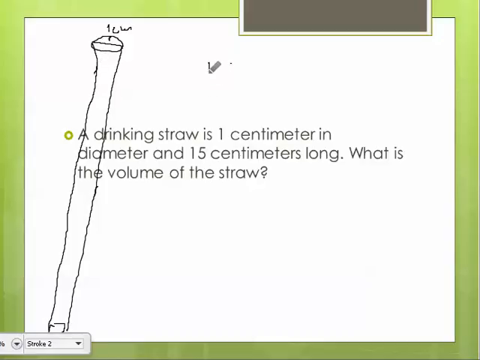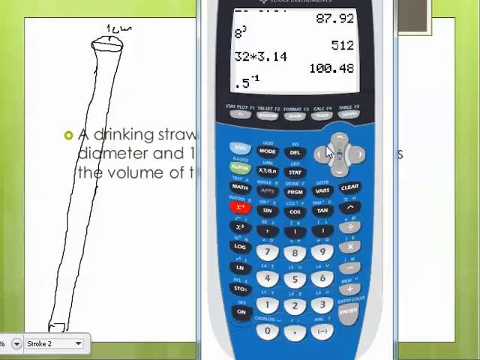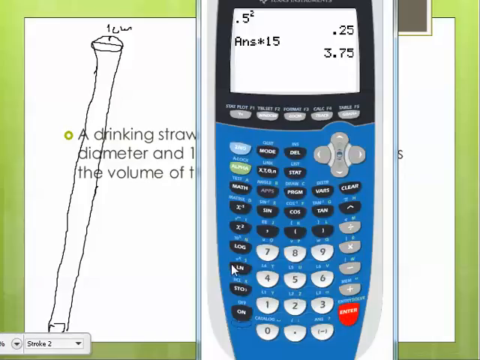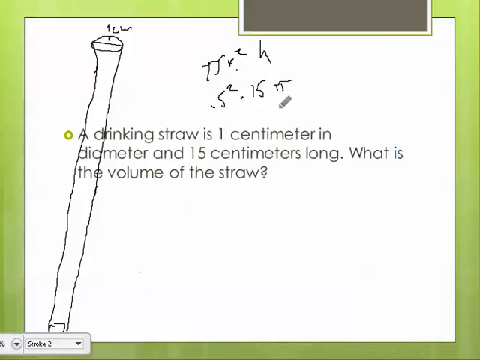What is the volume? Well, pi r squared times the height. In this case, it's a diameter, so we have to use half of that. So it is 0.5 squared times 15 times pi. I'm going to do that first part first. 0.5 squared is 0.25, times 15, and I get 3.75. Then I multiply that times 3.14, last thing, and I get 11.775 centimeters cubed. That is nearly what the volume of a straw is, approximately 12 centimeters cubed.